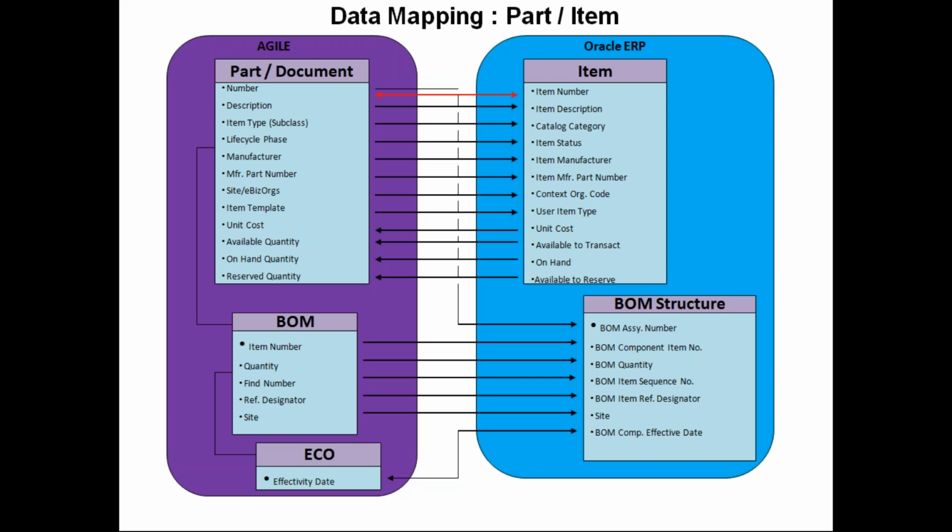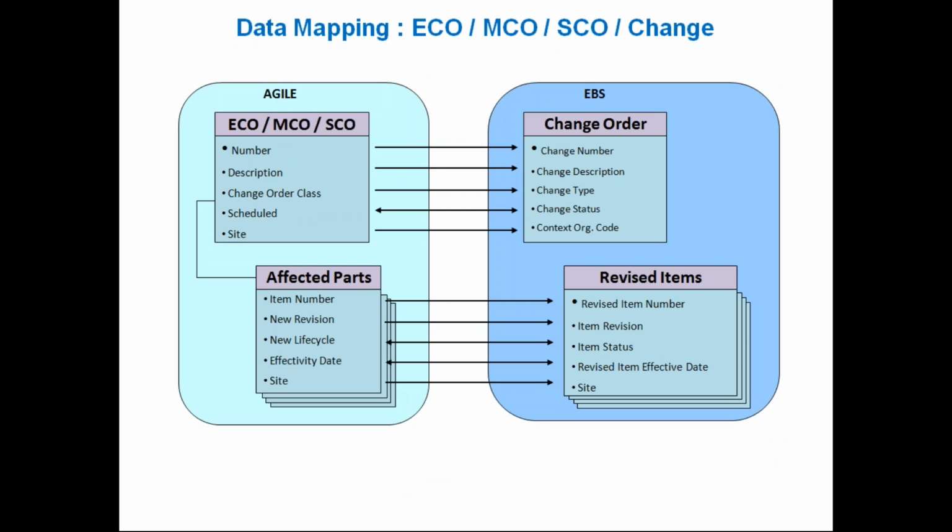We could just as easily be talking about the table structures required for PeopleSoft or for J.D. Edwards, but we'll use this as an example. I think it is a good one to start with. Now, the ECOs themselves are a little different. There, in Agile, as we said, you have three different types. You have a number, description, change order, class, scheduled, and site.